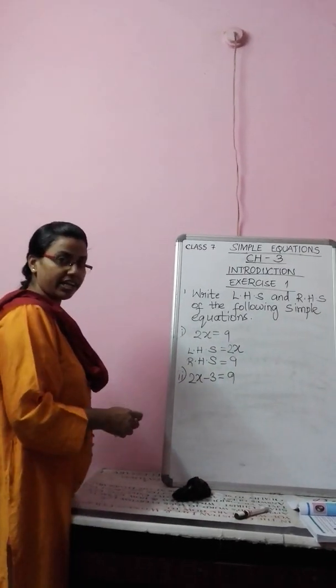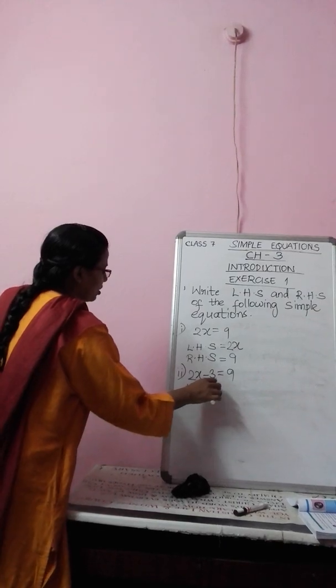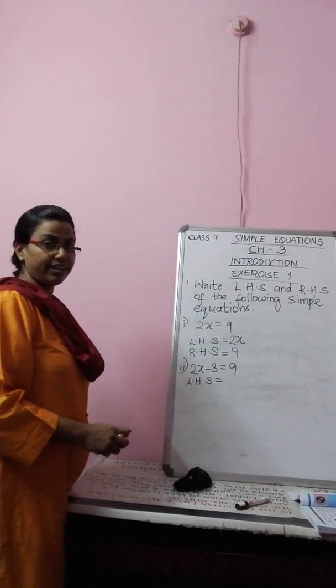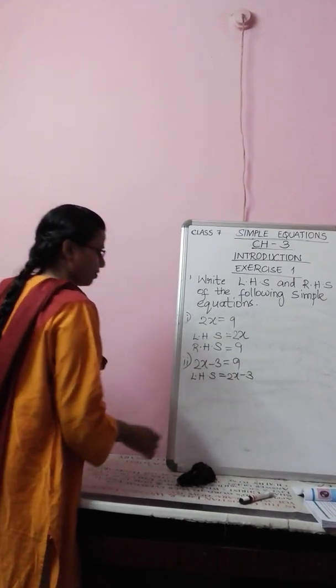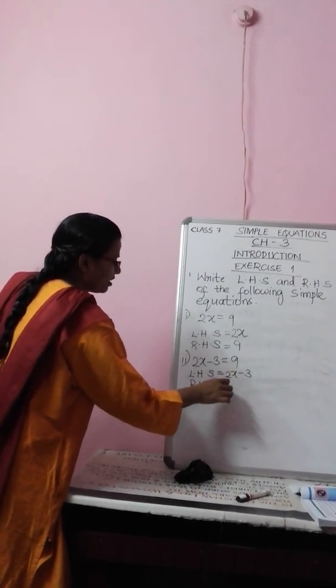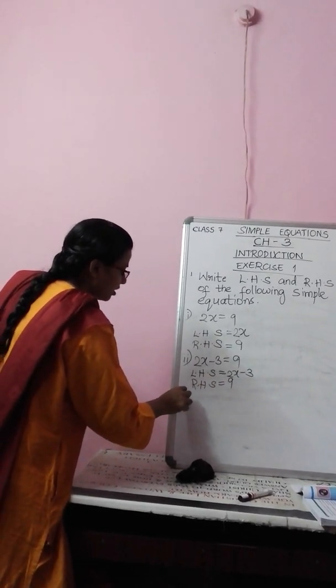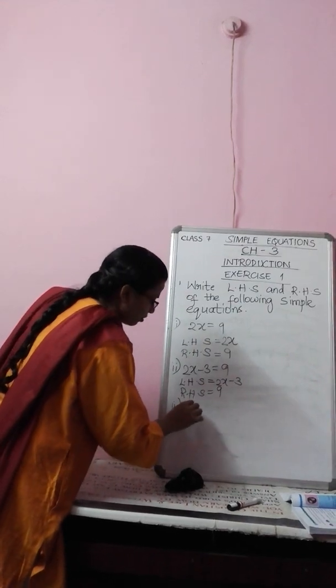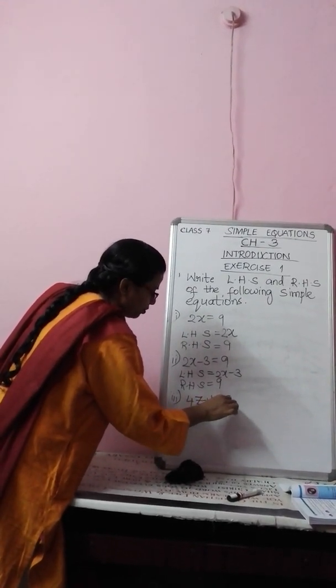So the second one is 2x minus 3 is equal to 9. First what we should write? Good. L.H.S. What is there in L.H.S side? 2x minus 3. What is there in the R.H.S side? 9. Next, third bit, 4z plus 1 is equal to 8.